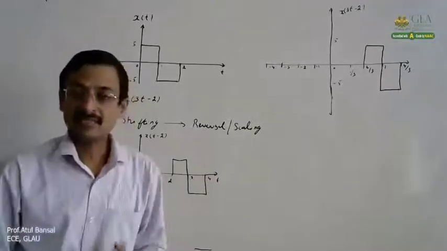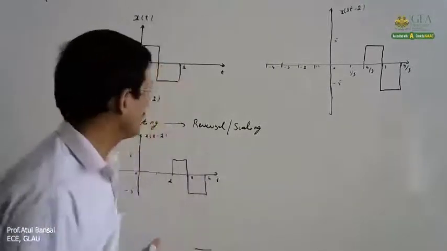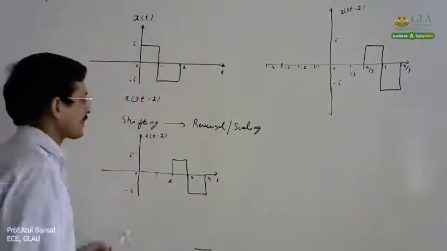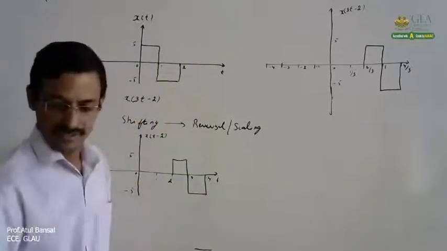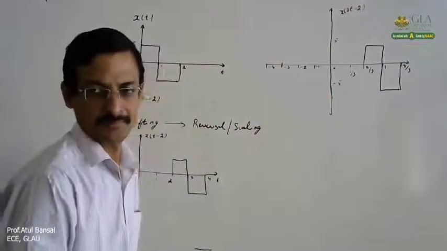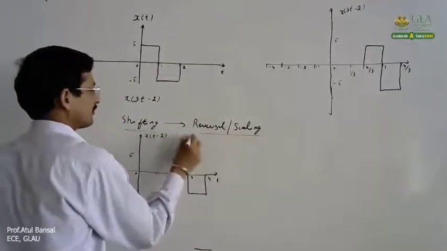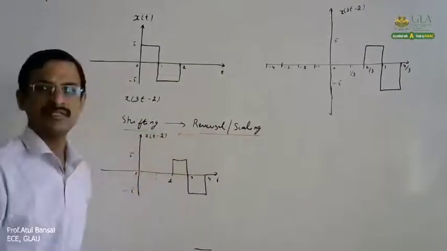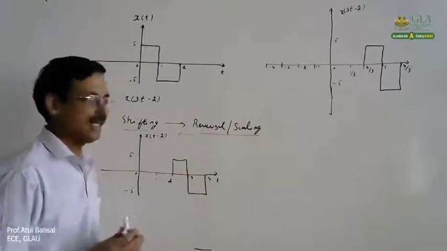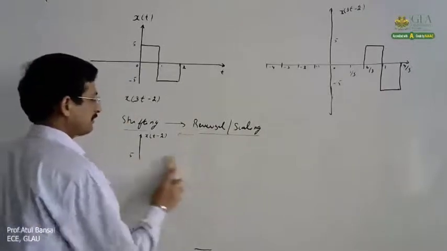Now, there is a second method which is given in the books, that says you apply reversal or scaling first and then do shifting. You first do this, then do this. That is the second method. But in that method, there is one important step. What is that?